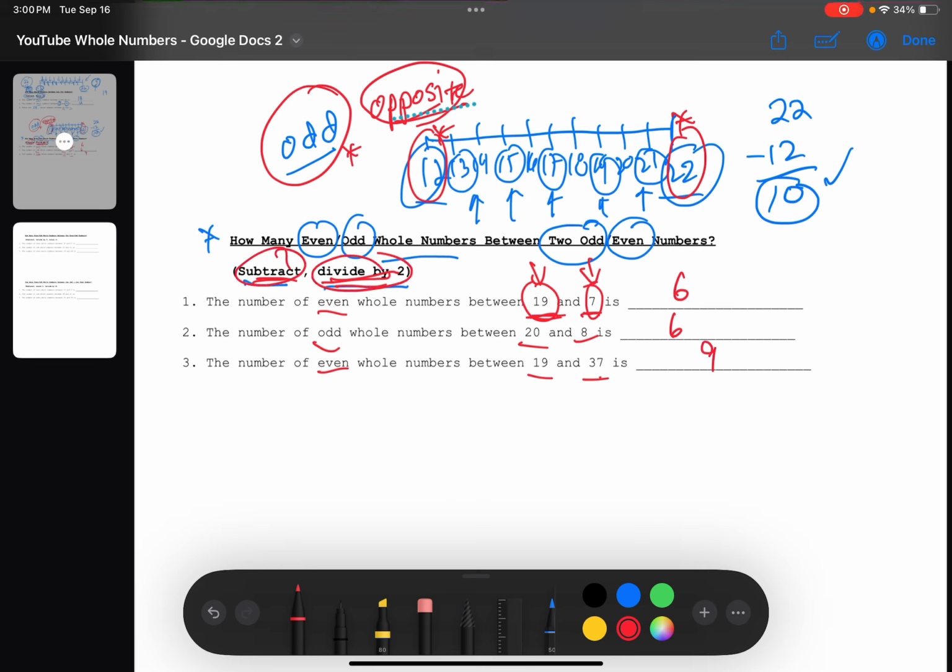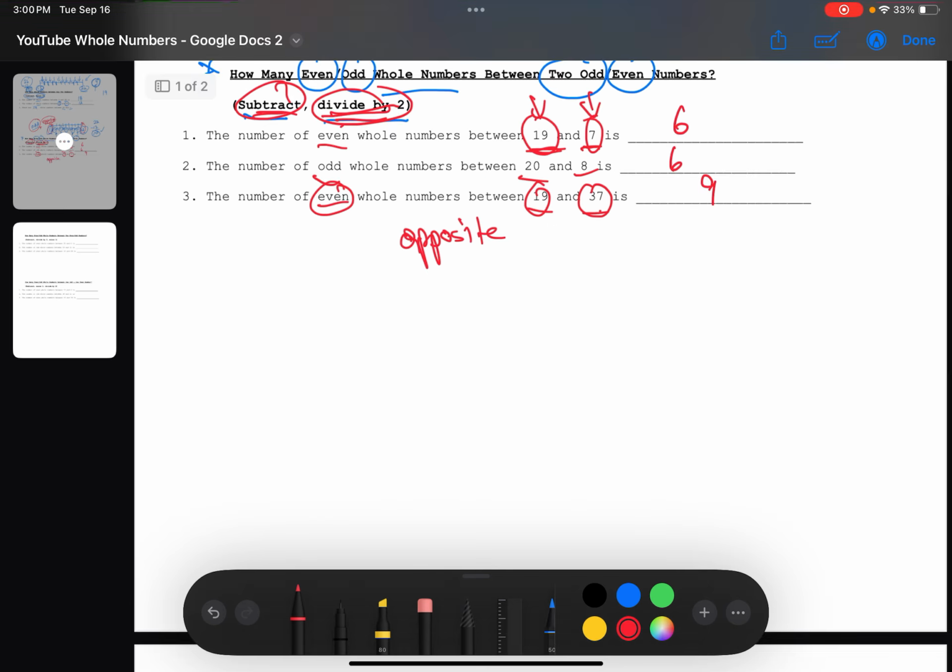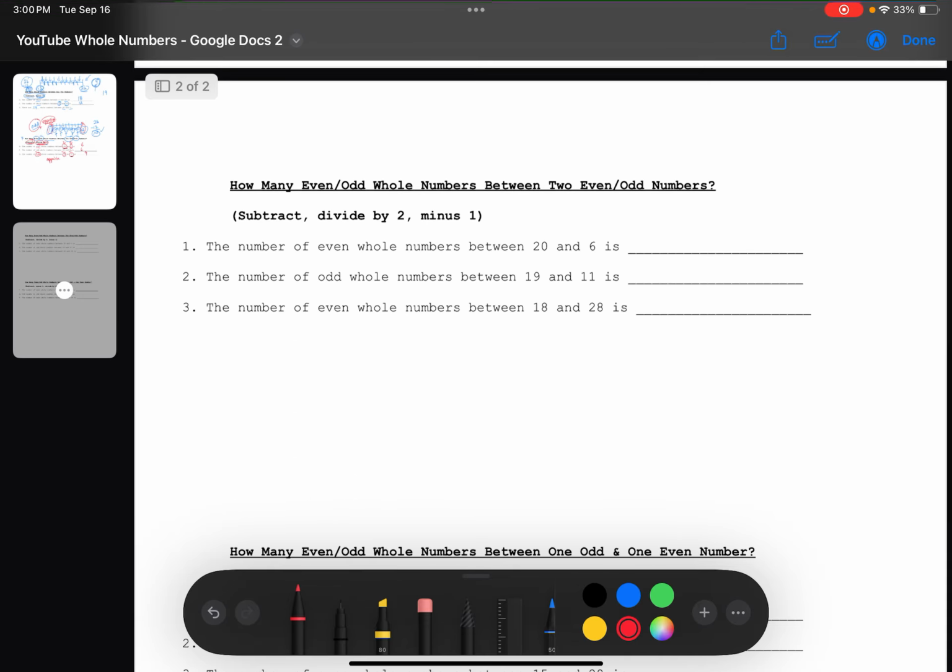Again, this is only if what they're asking for is opposite of the endpoints. And when I say opposite, I'm talking about opposite. If one is odd, then the other is even. If they're even, the other is odd. Okay? All right. Now here, this one is saying if they're not opposite. So if they're asking for how many even whole numbers between two even numbers, then the rule's a little bit different. So here the rule is you subtract, you divide by 2, but then you have to take away 1.